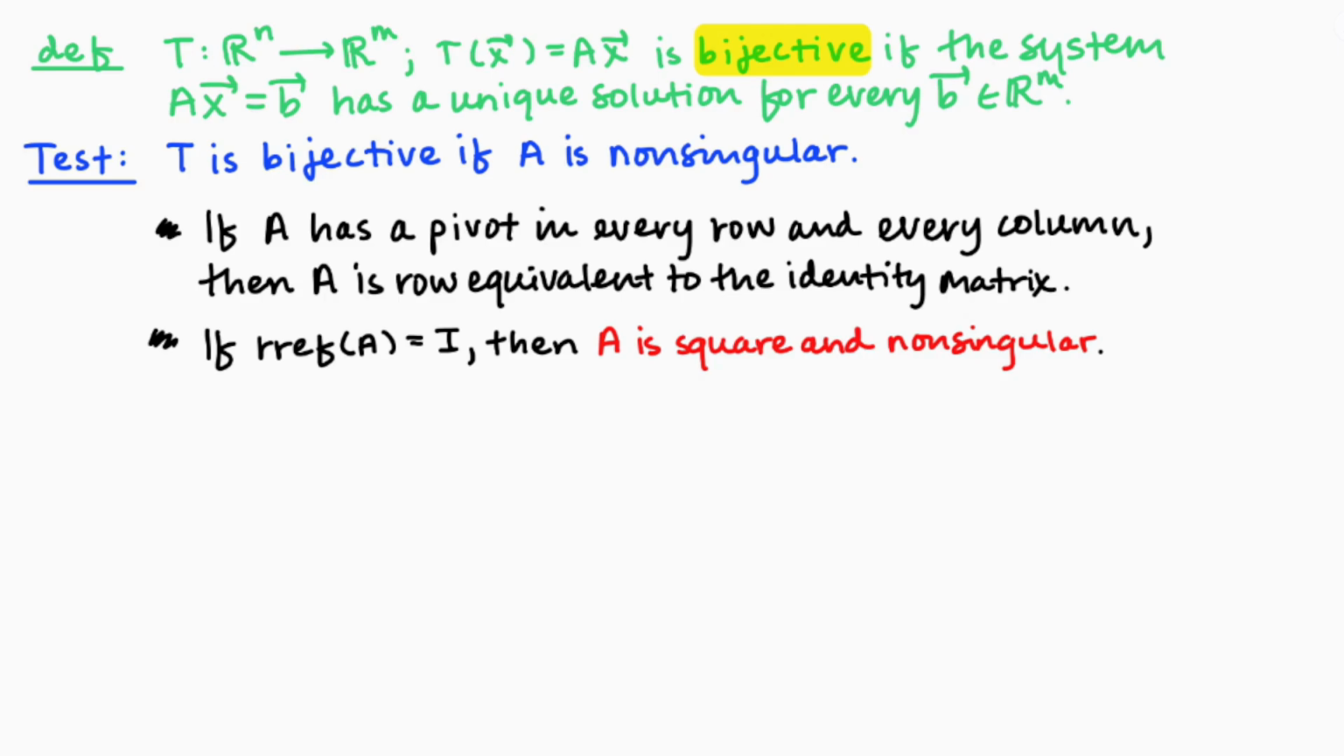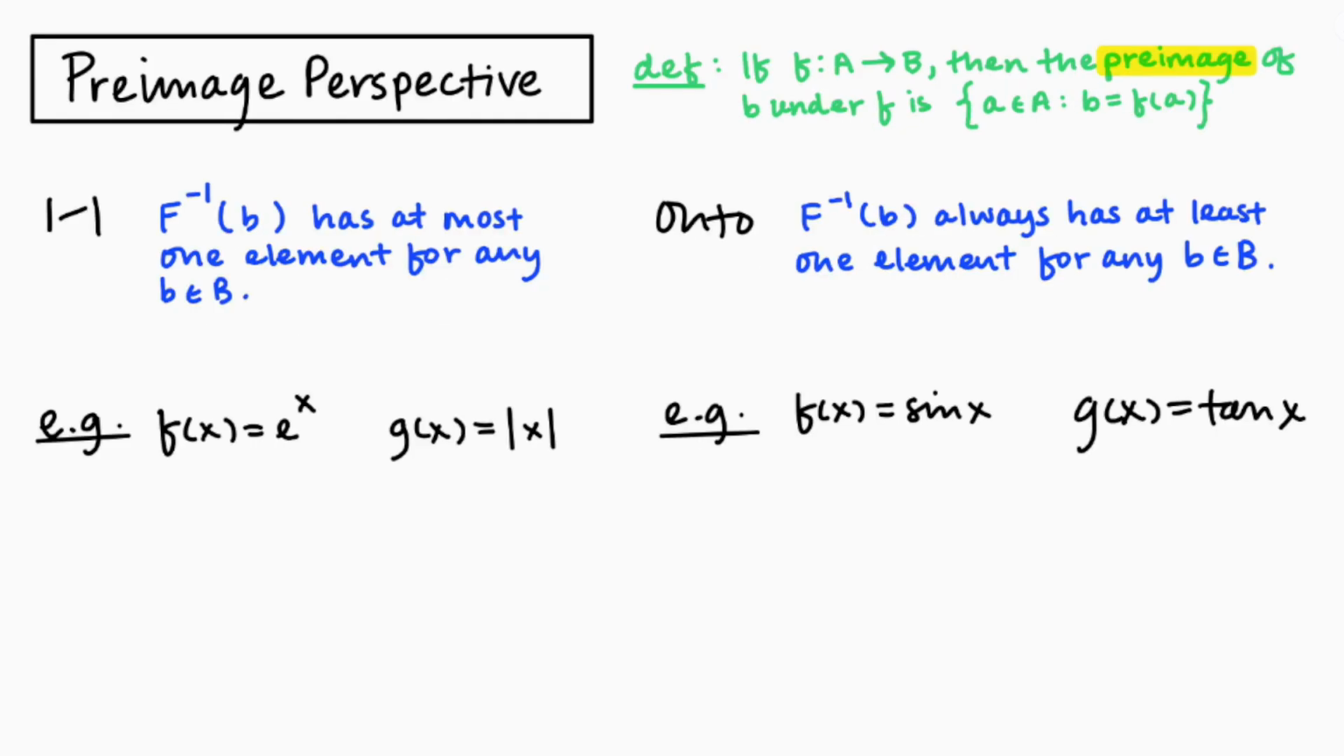And so our test for whether a linear transformation is bijective is: is the associated matrix non-singular? Because it's got to be a square matrix to even have a chance to be a bijection. And if A has a pivot in every row and every column, that means it's row equivalent to the identity matrix. And if the reduced row echelon form of a matrix is the identity, that means the matrix is definitely square and it means it's non-singular.